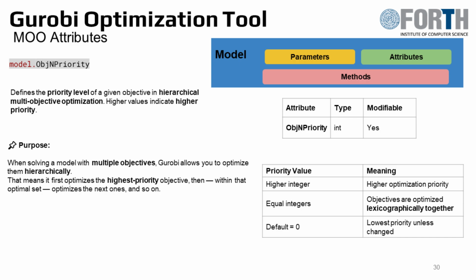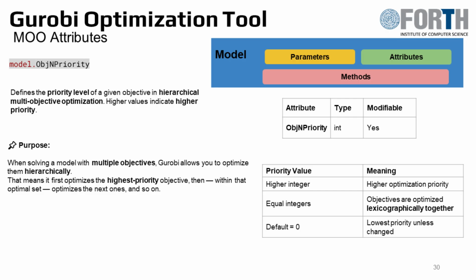Then, it keeps that value fixed, or nearly fixed, and optimizes the next priority objective within that restricted solution space, then the next one, and so on. This means that lower priority objectives can never override higher priority ones. If two objectives share the same priority value, they are optimized together in a lexicographic manner at that level.